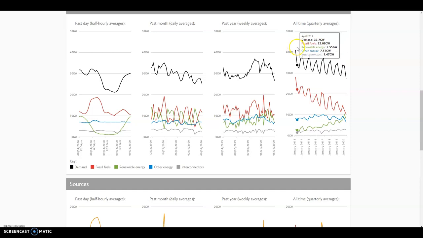And then we've got all-time quarterly averages. So this is since 2013, how much electricity is demanded in the country. And it's got a big downward trend. But it's got these bumps. It goes up and down, up and down, up and down. Think about why it's got such a big demand here in January, but a low demand here in July.